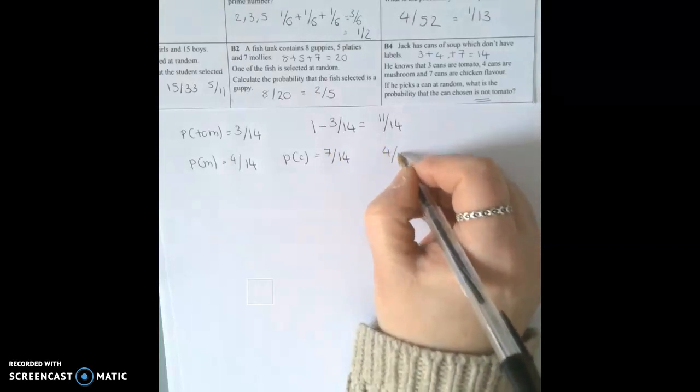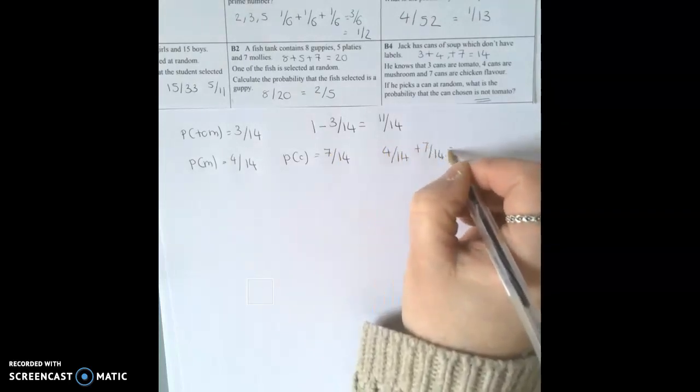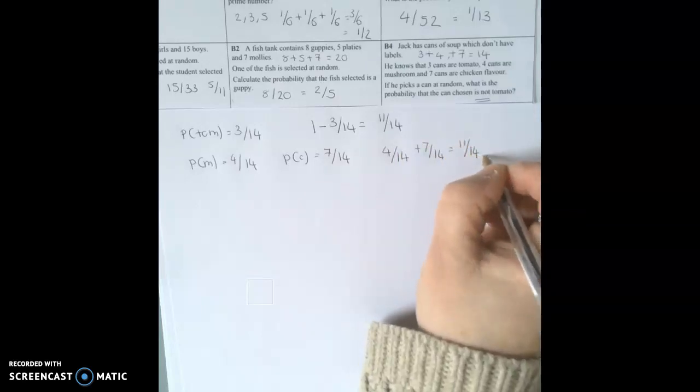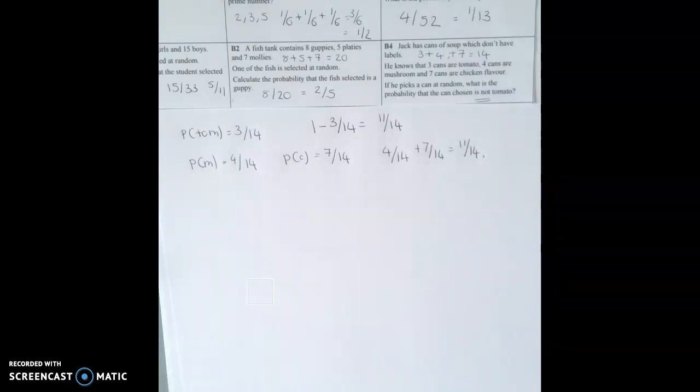So if we add these together, so that is also the same. That is the probability of picking a mushroom or a chicken tin of soup, which is the same as not picking a tin of tomato soup.